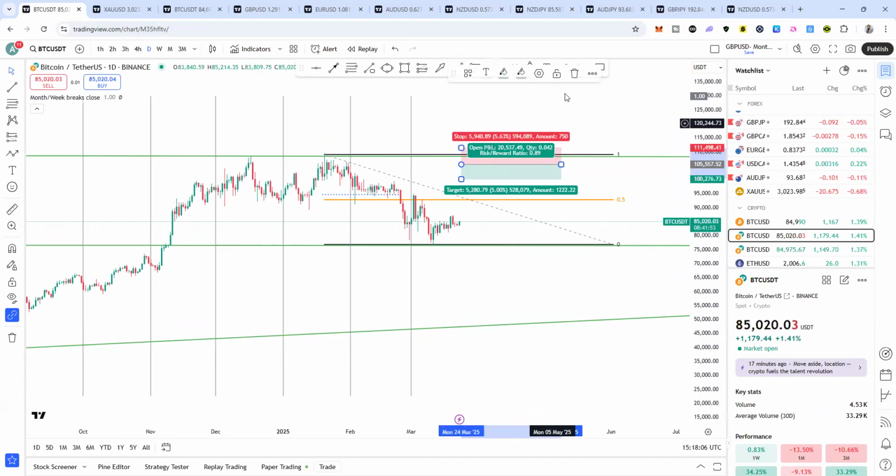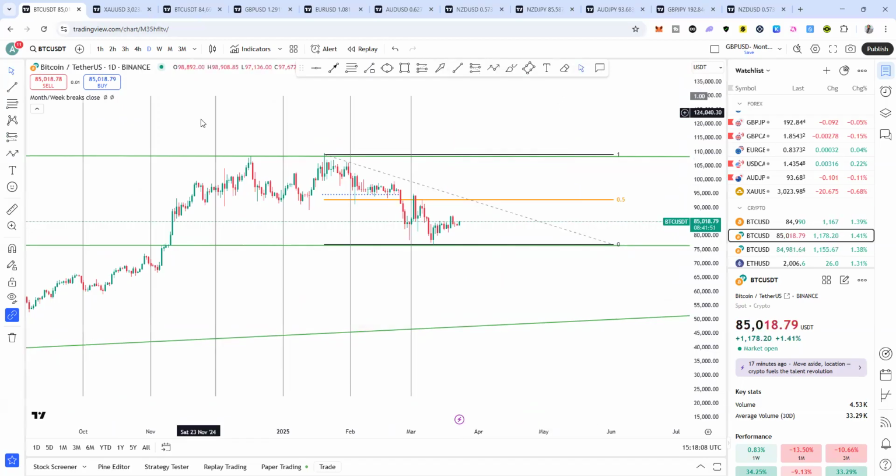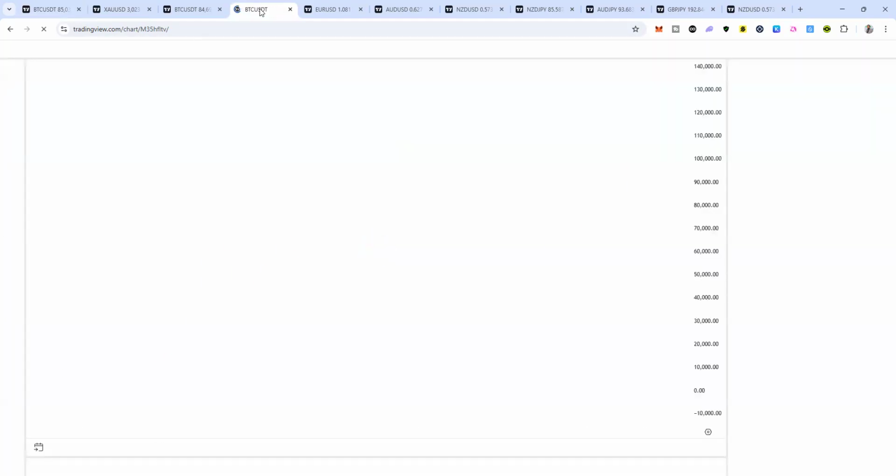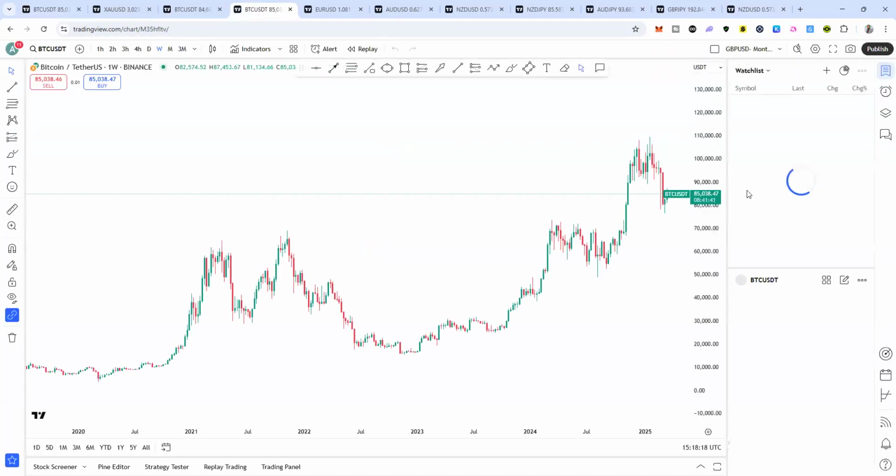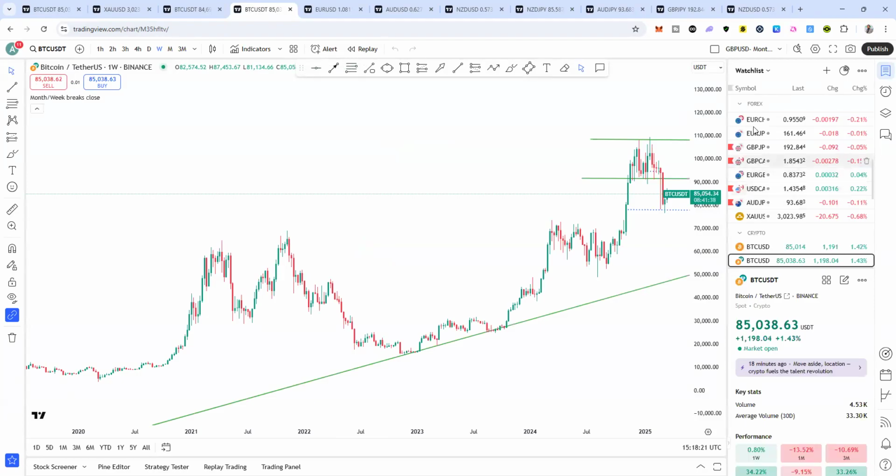So let's quickly look at some currencies. Let's look at pounds USD. I want us to quickly look at pounds USD, and from there, we'll move on to other currency pairs.